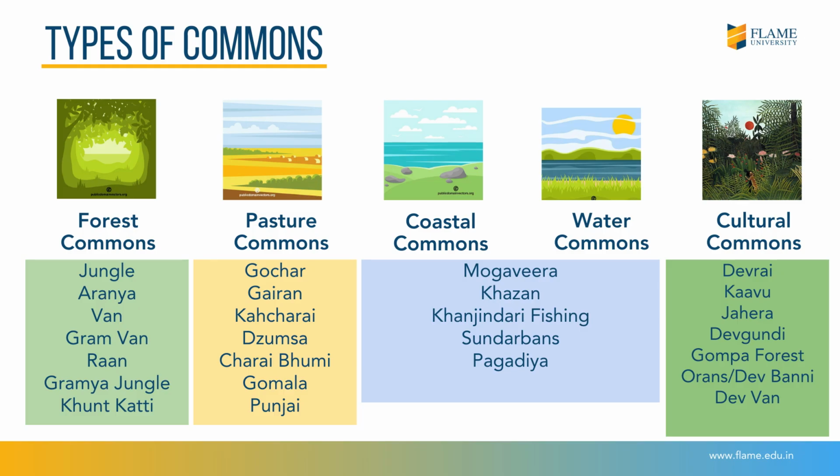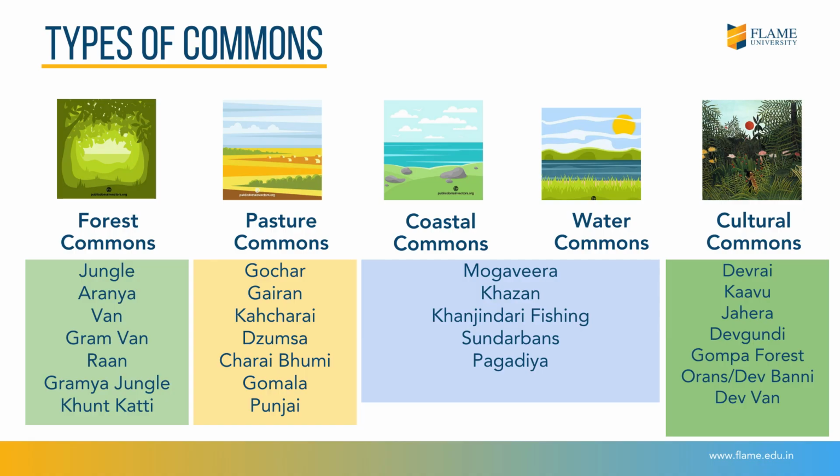While we have a nomenclature of forest from a state perspective, like reserve forest, protected forest, village forest, communities look at forest in different ways. People talk about forest as jungle, aranya, van, in different languages. Somewhere in Tamil Nadu it is called Aranyal, we call it Gram Van, Ran in some places, and Gramya jungle in some parts of Khundkatti in Jharkhand. So there are local nomenclatures about forest and the way people interact with it.